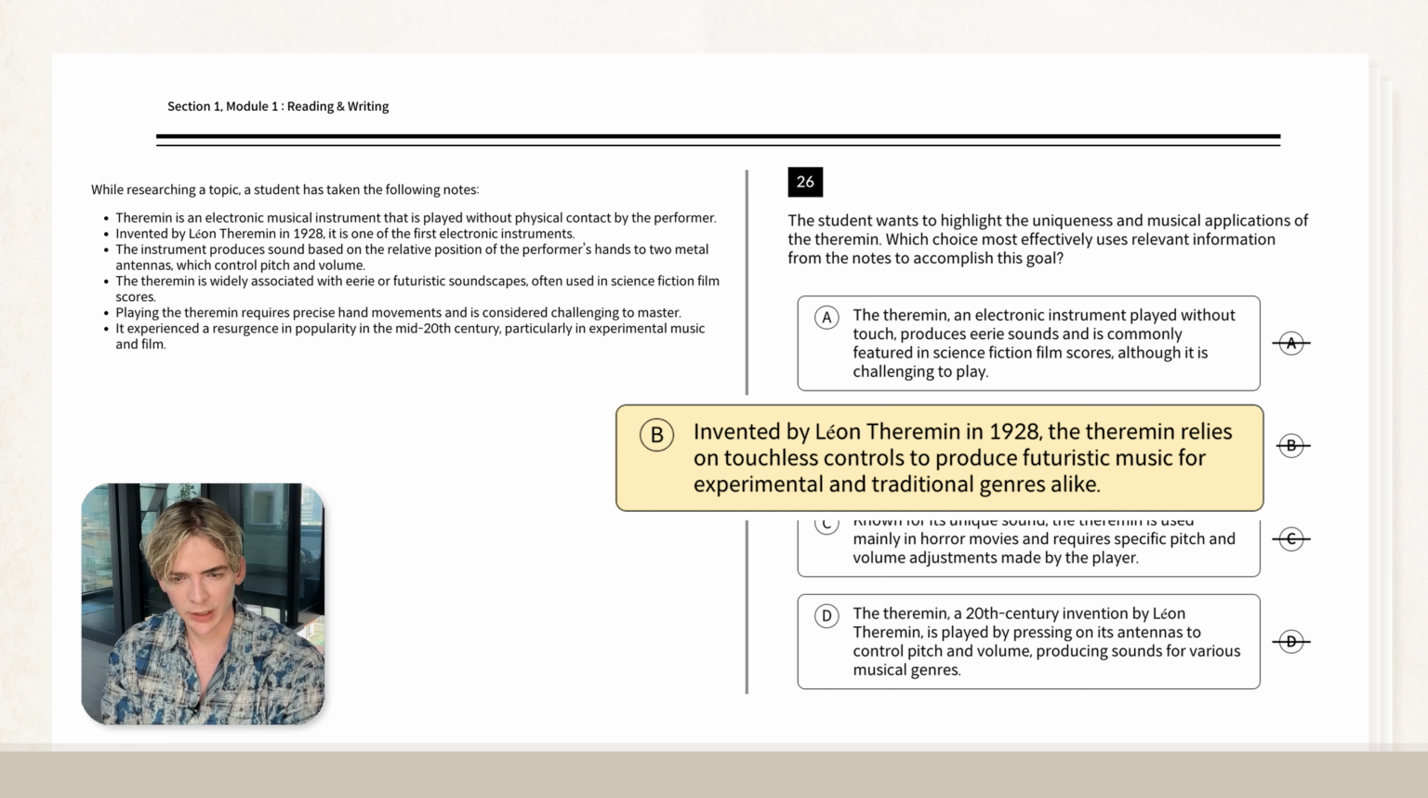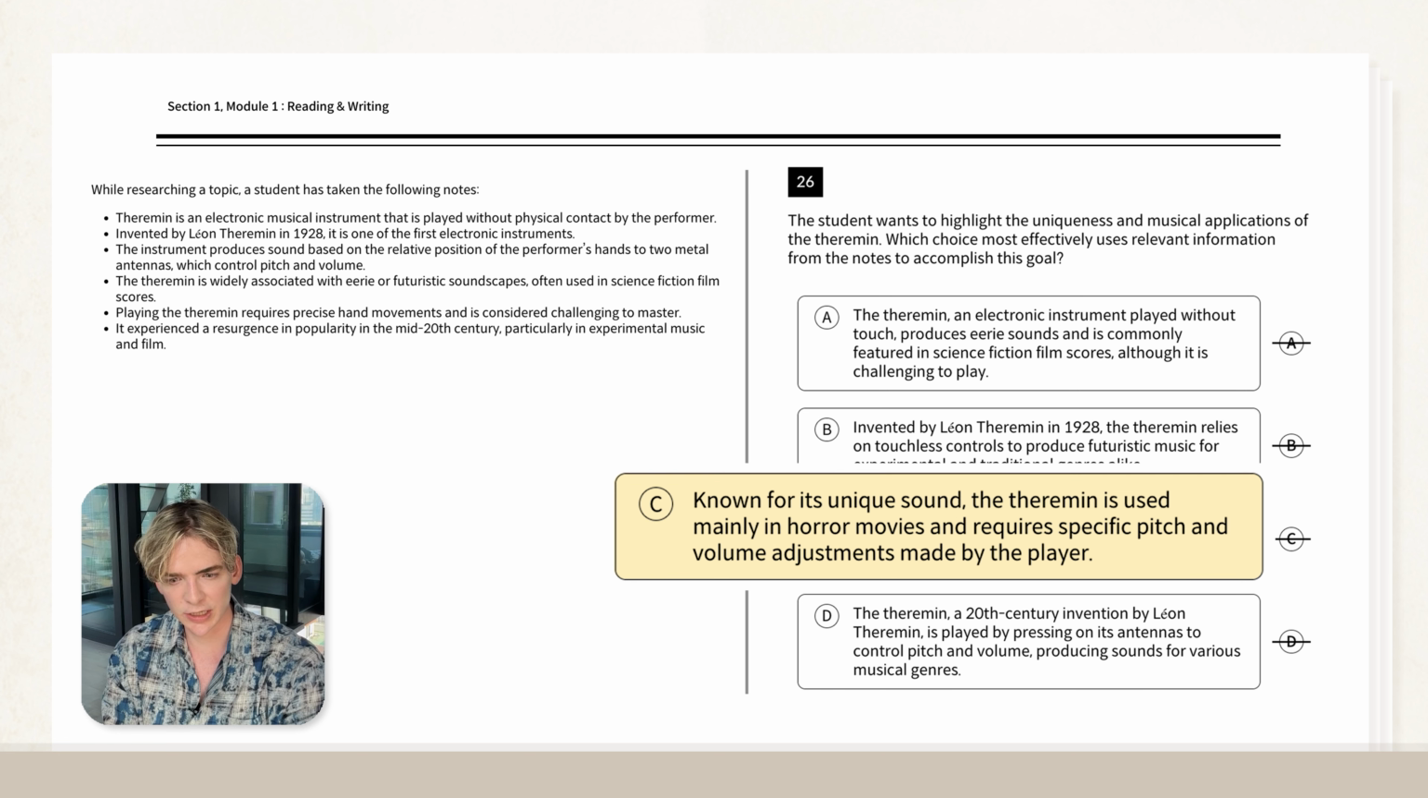Let's look at B now. Invented by Leon Theremin in 1928, the theremin relies on touchless controls to produce futuristic music for experimental and traditional genres alike. So here again, it seems like we have an answer choice that potentially addresses both the uniqueness and musical applications.